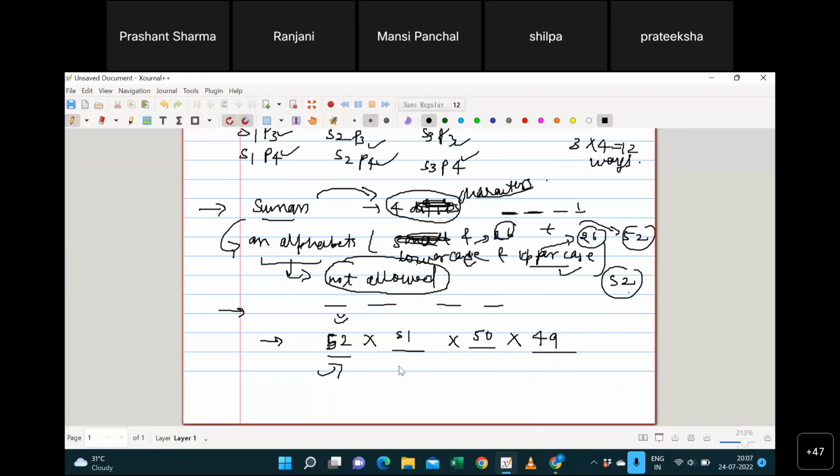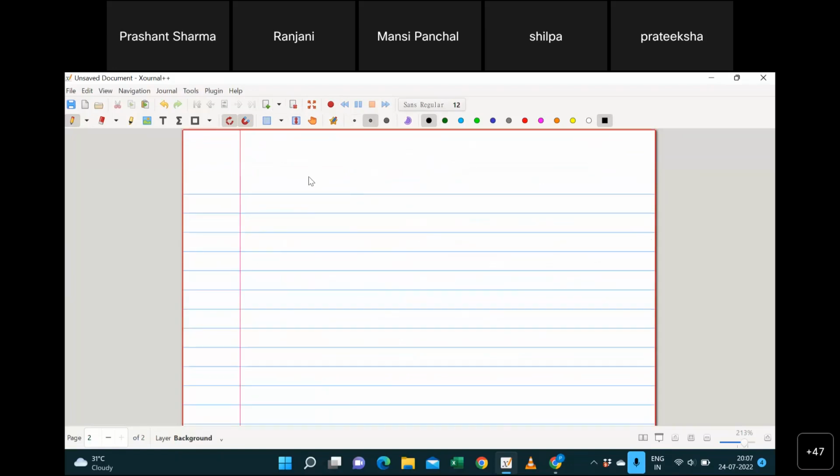So see, here the multiplication rule of counting is used. That means you can make event A as selecting an alphabet for the first place, for the second place, for the third place, and for the fourth place, and so on, right? So is that clear? I mean, is this clear now? Yes, sir. Okay.